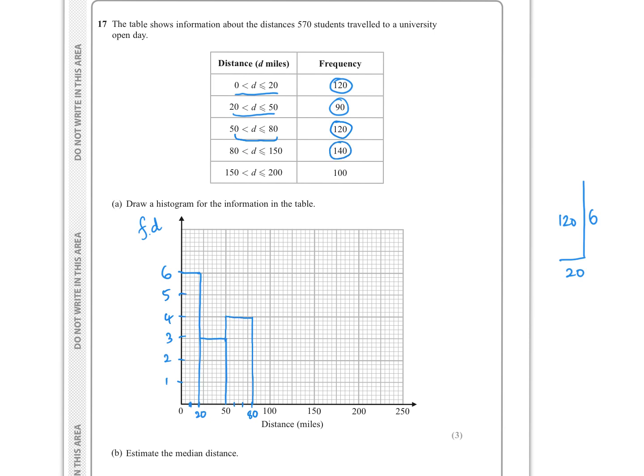Then an area of 140, 80 to 150 is going to be 70, and 70 times 2 would give me the area required. So that's this one. And then 100, so it's 150 to 200, which is 50, and 50 times 2.